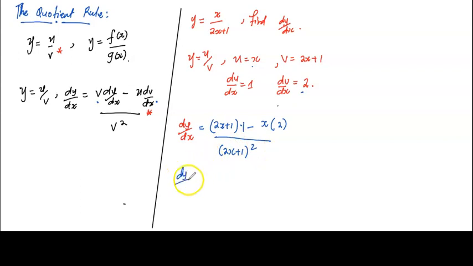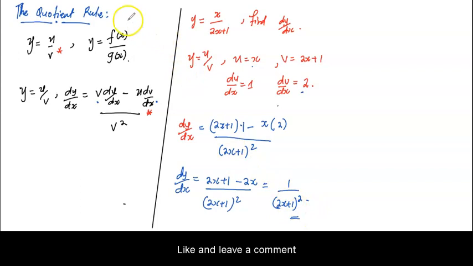So our dy/dx here is going to be, when we open the brackets, 2x plus 1 minus 2x, all of it over (2x plus 1) squared. You can see now the answer is going to be 1 over (2x plus 1) squared. This is the quotient rule.